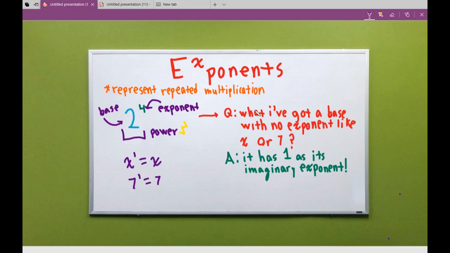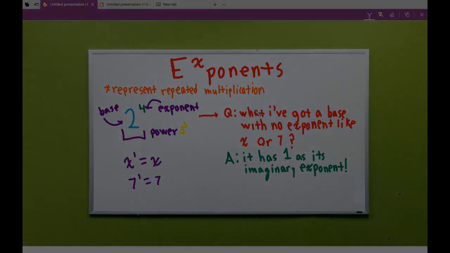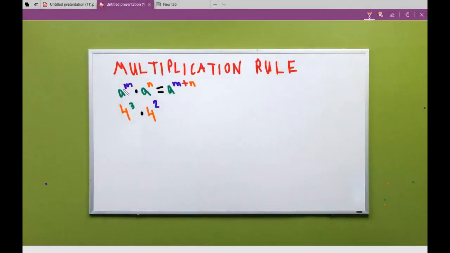So now that we have that, let's look at the multiplication rule. When we're multiplying two powers with the same base, we just add the powers together to get our answer. So say we have 4 to the third power and 4 to the second power. To get our answer, we're going to add 3 to 2 to get 4 to the fifth power.